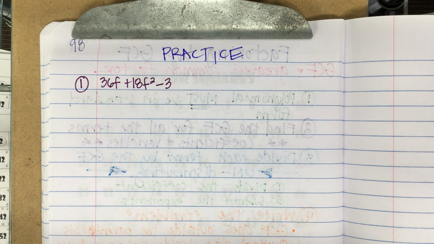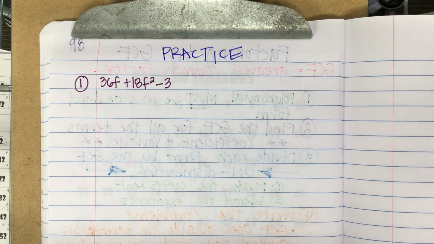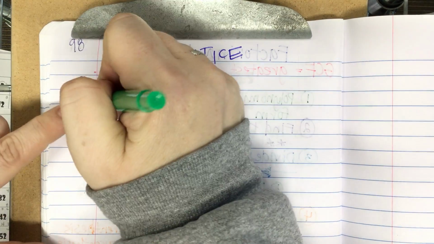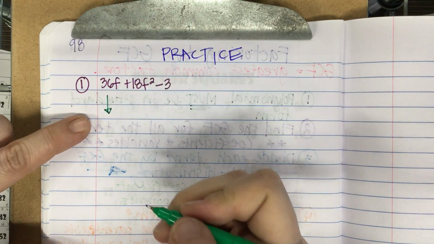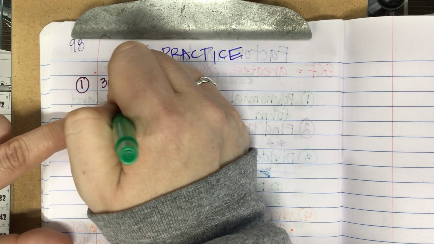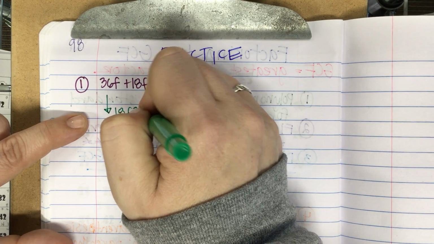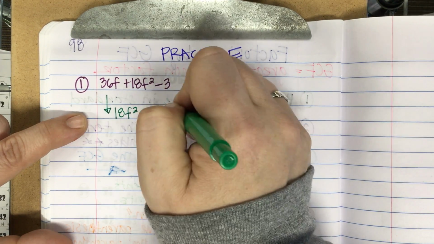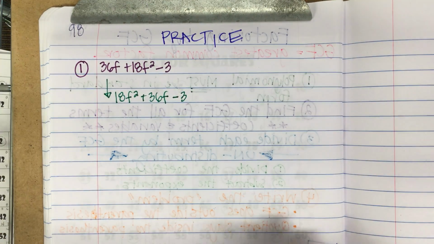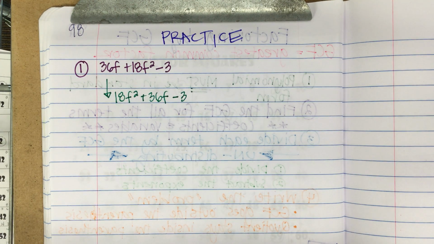What should I do first? Well, you have to find the greatest common factor of 36 and 18. But what do I do even before that? Put it in standard form. It's 18f squared plus 36f minus 3, correct? Yes. Now, Lance is right. My second step said greatest common factor.